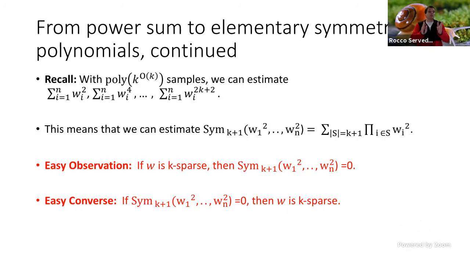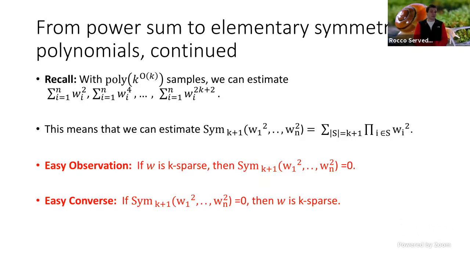Then if I look at the j plus first elementary symmetric polynomial, it's going to be 0 because every monomial I'm multiplying together has k plus 1 things. So I'm always multiplying a 0 into every summand in the k plus first elementary symmetric polynomial. Okay, so that first observation is super easy.